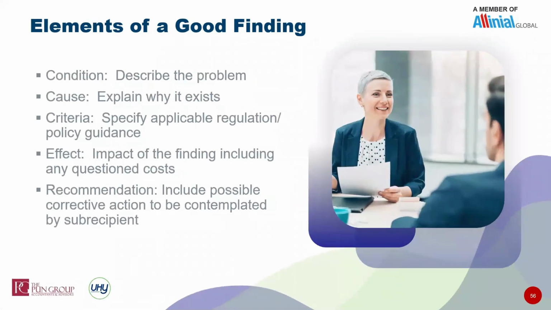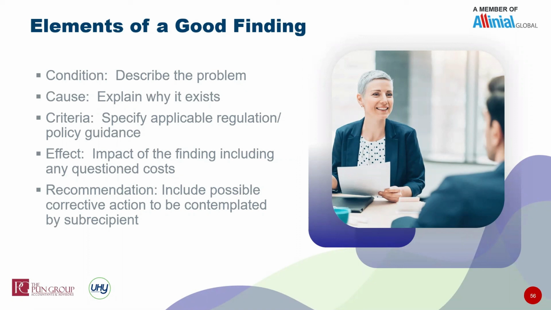So last is elements of a good finding. Under the uniform guidance, as well as the Yellow Book, findings are generally defined to have certain elements. Because this is subrecipient monitoring, it's quite a bit looser on what you can do in terms of writing a finding, but we often have our staff complete all these elements in the file so that we know that it's well thought through.